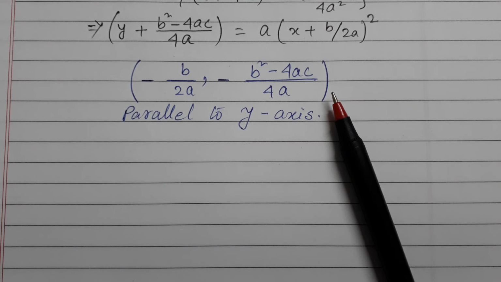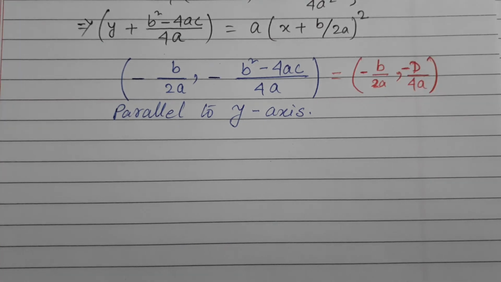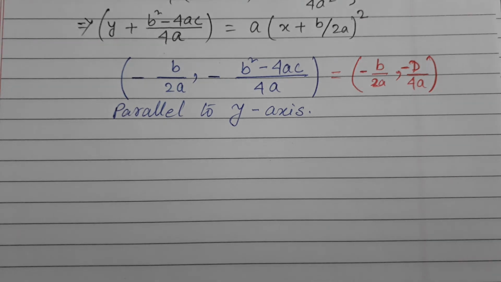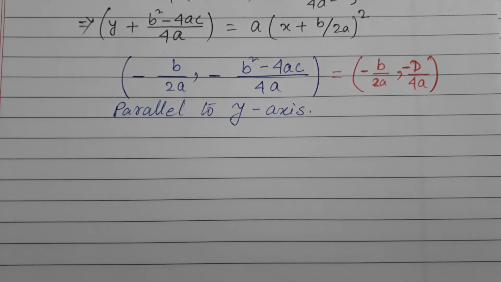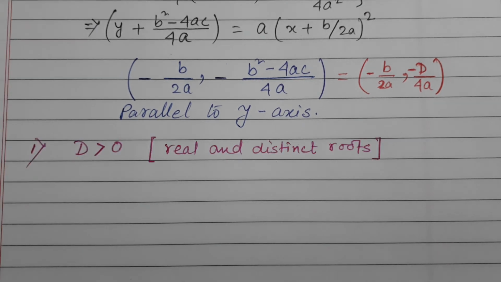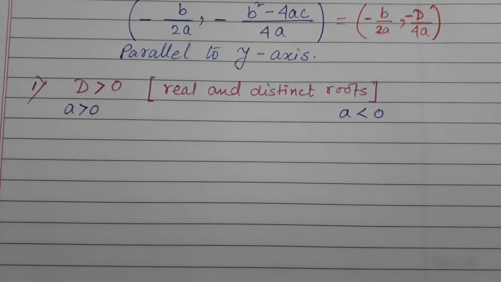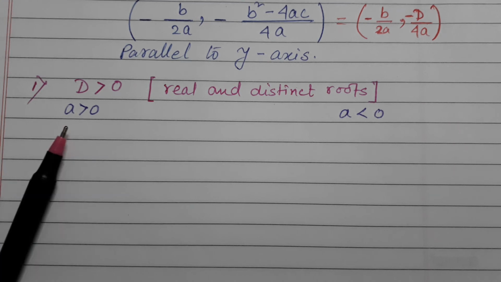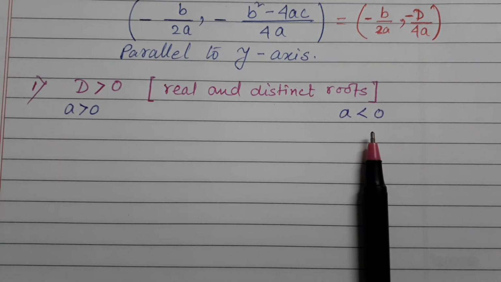Now let me write the coordinates of this vertex as minus b by 2a comma minus d by 4a. Definitely d is the discriminant, b square minus 4ac, I replaced that term by d. Now let us draw the graph with different conditions. So the first condition is d greater than 0. Definitely we know that if d is greater than 0, then the roots are real and distinct. Now here we have two subcases, a greater than 0 and a less than 0.